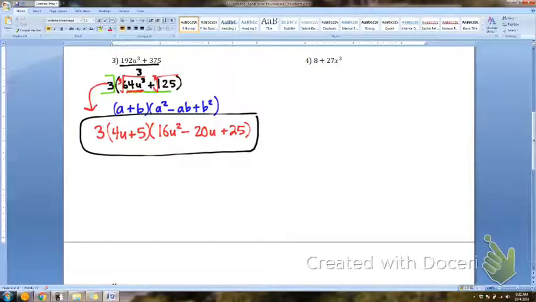All right, let's look at example 4. It says 8 plus 27x cubed. Now, 8 is a perfect cube, and so is 27. Does it matter that they are out of order?